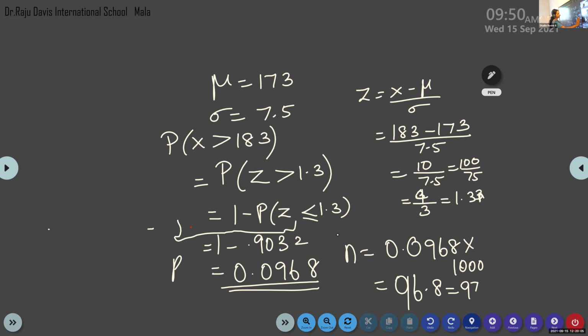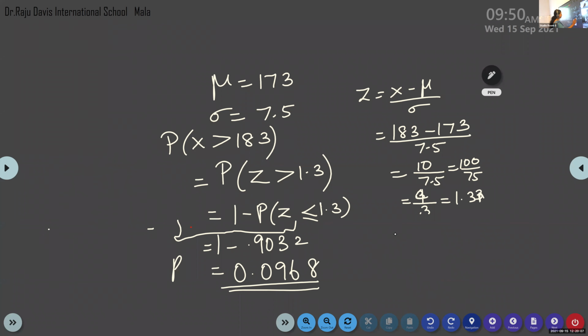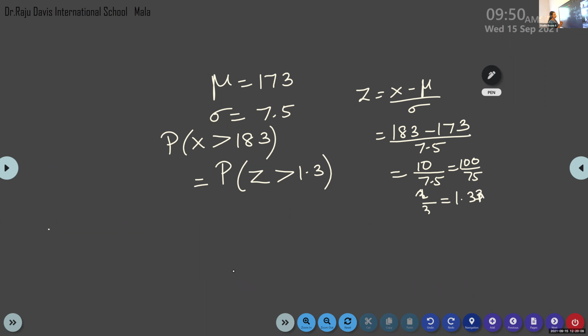We take this 4 by 3 as 1.3. Suppose instead of 1.3, I take this as 1.33. So it will be same as P of Z less than 1.33. So it is same as 1 minus P of 1.33. From the table, once again you look at the value, what is 1.33?